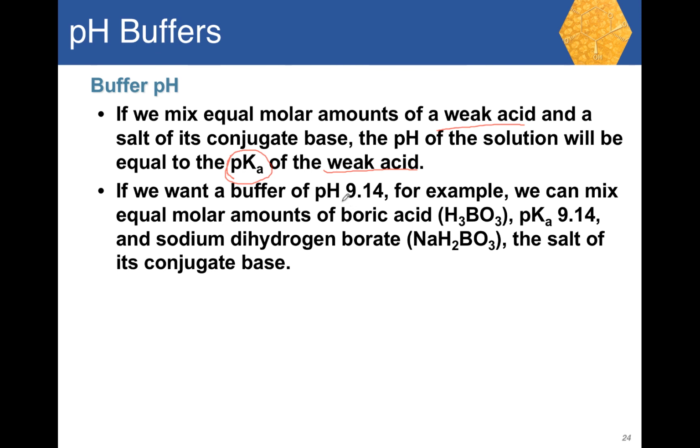So let's say you have a solution that you want to have buffered at 9. What you do is you get an acid that has a pKa around 9. The acid that does that is boric acid, and its salt. So you mix the acid and the salt in equal concentration. You have a buffer that will buffer at pH 9.4.